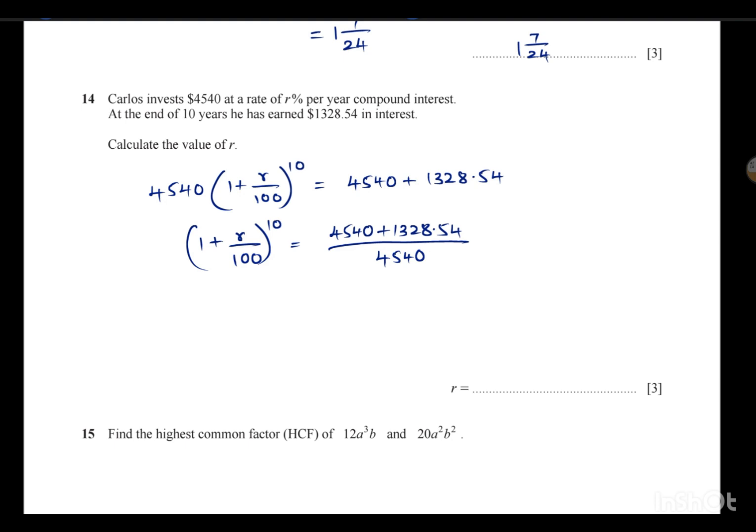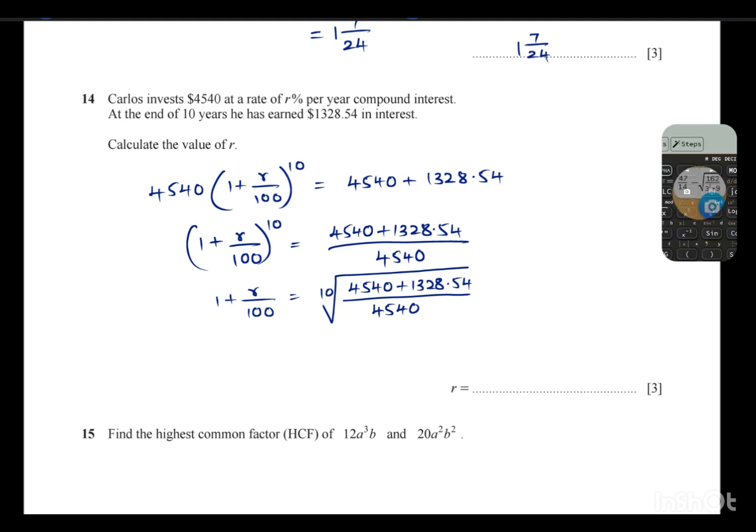Now there is a power of 10 on the left hand side, so we have to take the 10th root on both sides. When you take the 10th root on the left side, you will only have 1 plus R by 100 on the left side, but on the right side it will be the complete 10th root. So do this on the calculator.